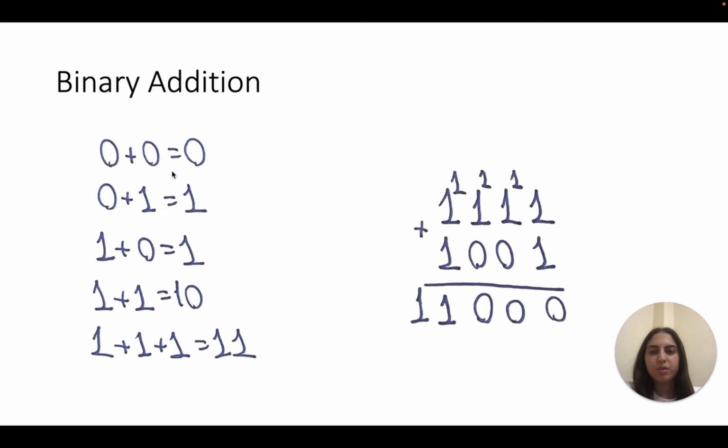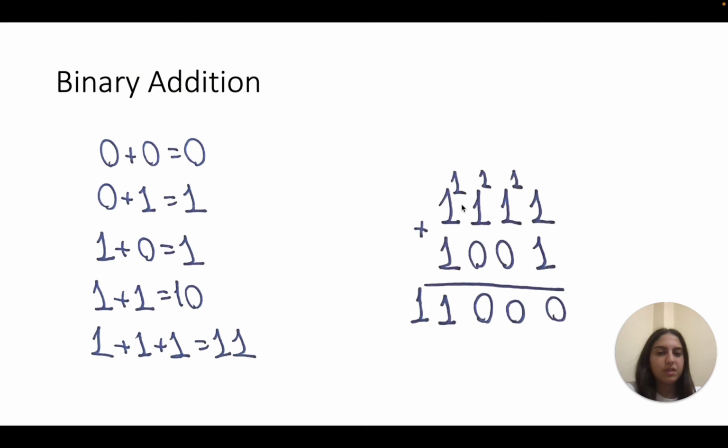So 0 plus 0 is of course 0, 0 plus 1 is 1, 1 plus 0 is 1, 1 plus 1 is 10, and if you don't understand this part, it will be really helpful for you to read my blog, and 1 plus 1 plus 1 is 11.